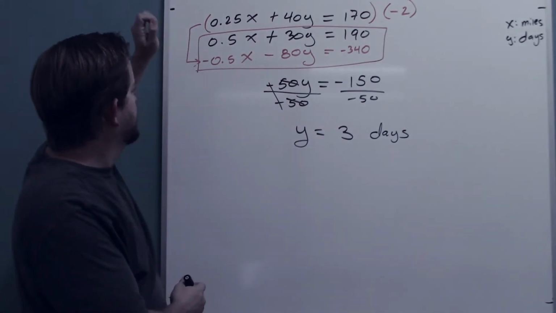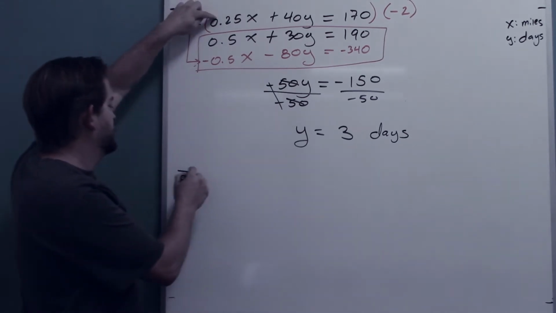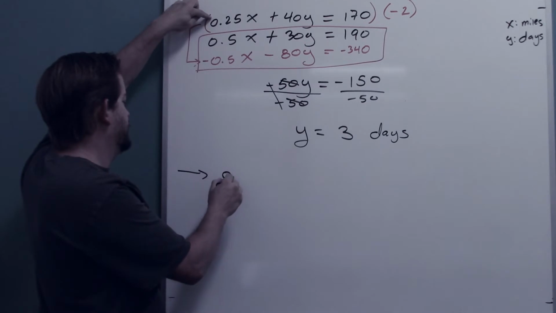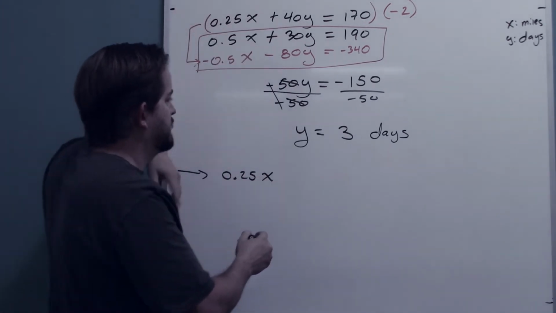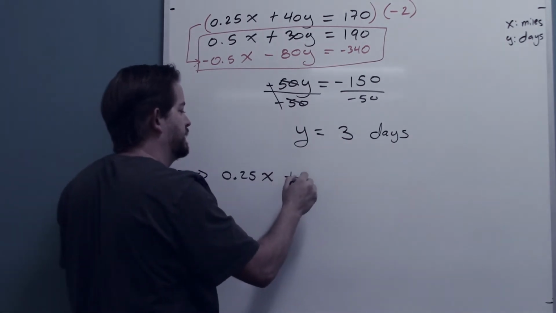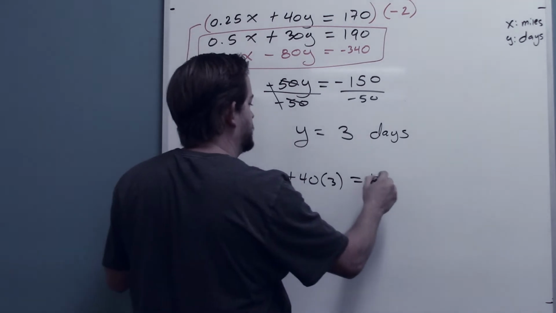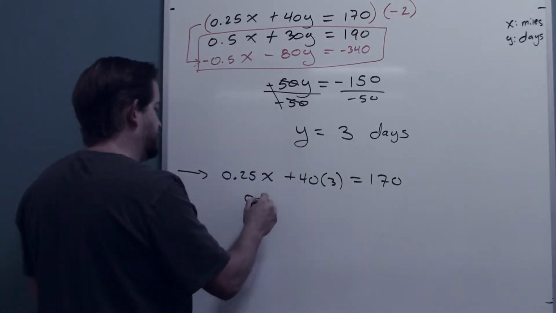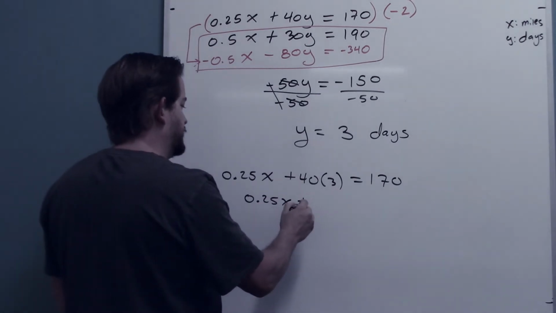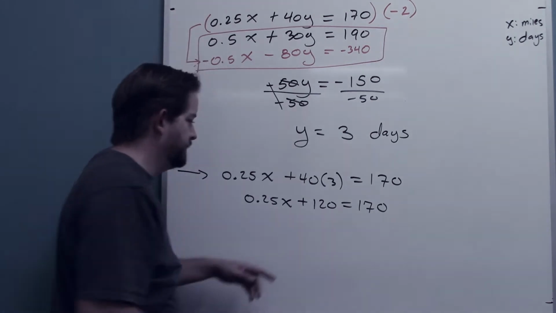So I'm going to plug it into, it doesn't matter, I'll plug it into the top one. So into the top one gives me 0.25x plus 40 times y, which is 3, is equal to 170. Right. That is to say 0.25x plus 120 equals 170, right?